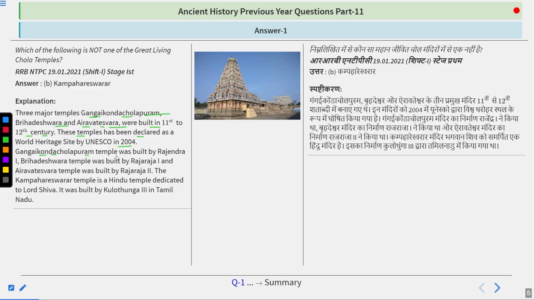Gangai Konda Cholapuram Temple was built by Rajendra I. Brihadeshwar Temple was built by Raja Raja I. And Airavateshwar Temple was built by Raja Raja II. The Kampahareshwar temple is a Hindu temple dedicated to Lord Shiva. It was built by Kulothunga III in Tamil Nadu. So do remember the name Kampahareshwarar. This was not built by the Chola Empire in particular. It is a Hindu temple dedicated to Lord Shiva, built by Kulothunga III in Tamil Nadu. So remember his name.